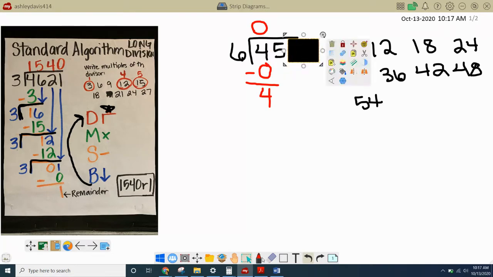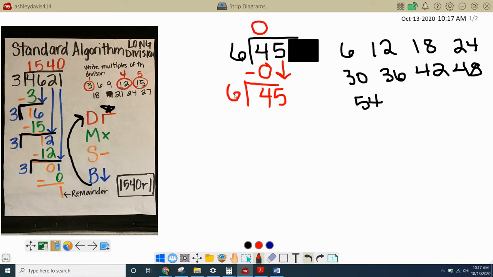Then we would bring down the next digit, which is a 5, and divide once more, bring down the next digit, divide once more, okay? Or if we know we're going to put a 0 up there, instead of having to do this step, we could have just moved over and looked at 45, okay? So you can do it either way.